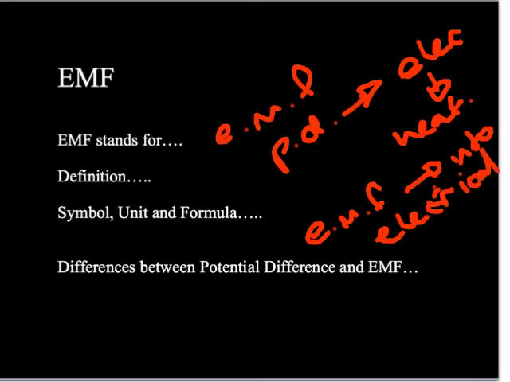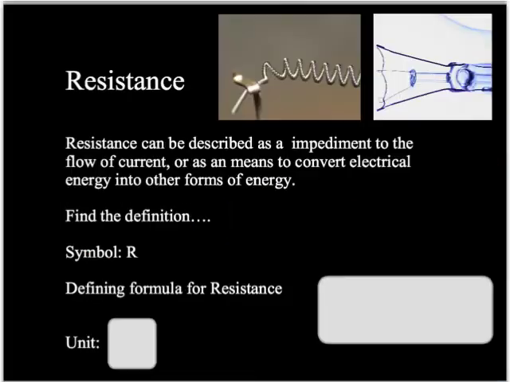So if I was going to define it, I would define it as electrical energy provided between 2 points in a circuit, as opposed to potential difference, which is electrical energy converted to another form between 2 points in a circuit. Symbol V, unit V, formula same as your potential difference.